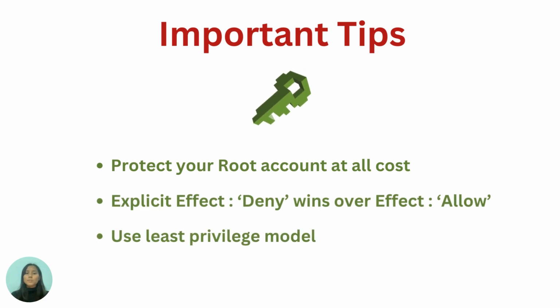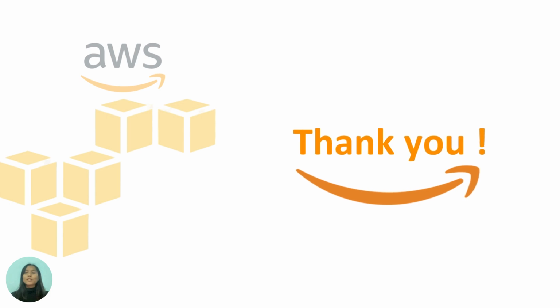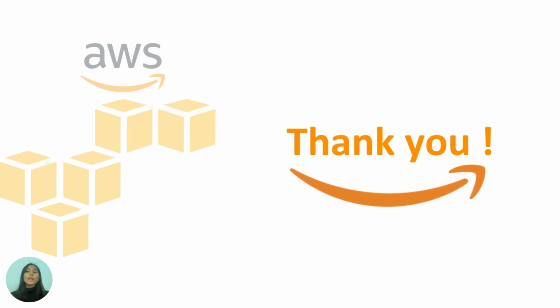Some important tips. Protect your root account at all costs. Explicit effect deny wins over effect allow. Use the least privilege model. And that's it. They are some of the important tips on AWS identity and access management.